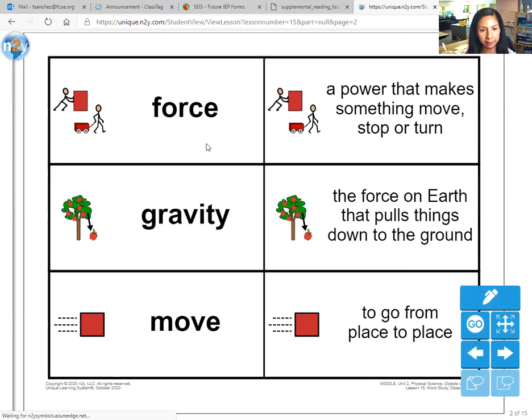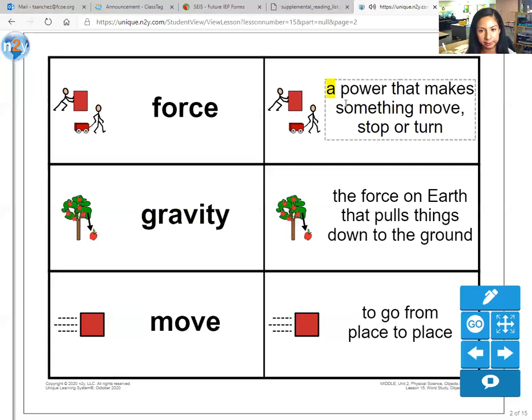Okay, the next vocabulary word. Force. What is a force? A power that makes something move, stop or turn. Okay, a force makes something move. So in the picture, it depicts somebody pushing something heavy maybe, and that makes it move to a different place, and somebody pulling a wagon, which is making the wagon move to another place. Okay, so force is something that makes something move, stop, or turn.